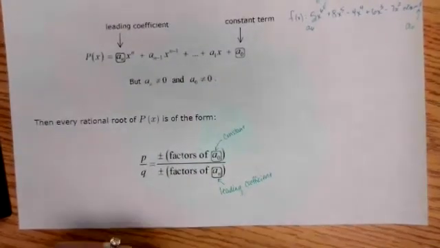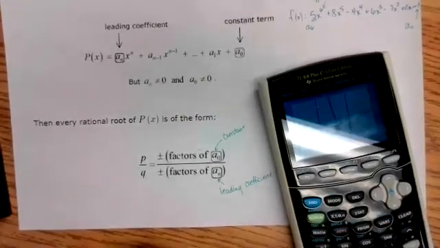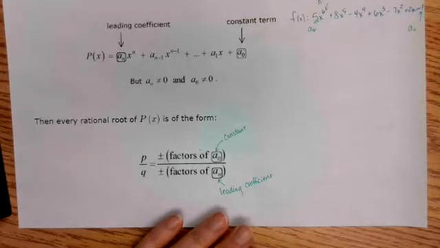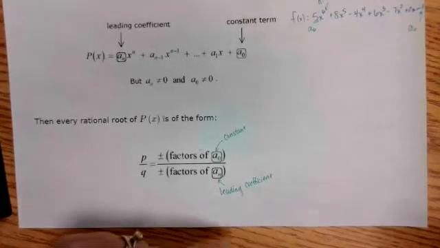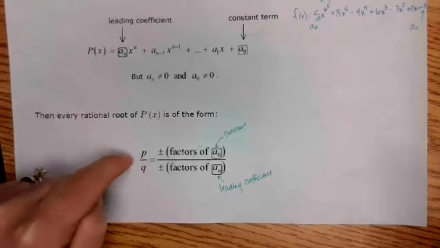So back in the day, believe it or not, we didn't always have graphing calculators. So you had to guess and check, but you didn't want to guess and check any random number in the whole wide world. You wanted to guess and check strategically using the rational root theorem. So let me show you a couple examples.